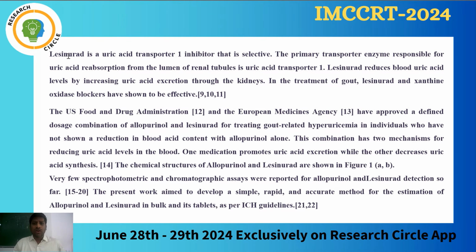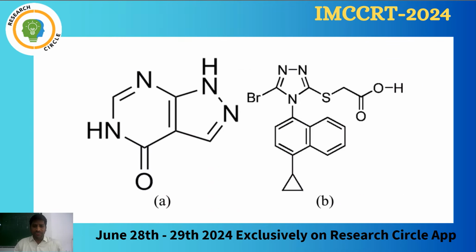and Lesinurad also decreases the uric acid level. So it is a combination dosage form. Here is the structure of allopurinol as well as Lesinurad.